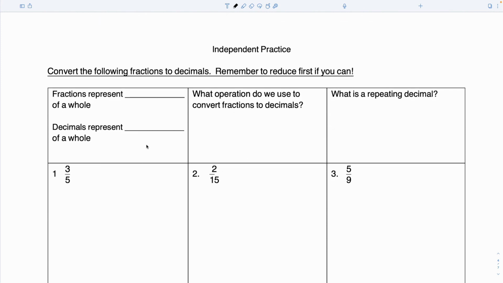Remember, as you're going on to independent practice, you're always going to convert the fractions to decimals. You're always going to reduce first if you can. Box or circle the word reduce. Reduce the fraction if you can so that you can get it in simplest form and make it easier on yourself.